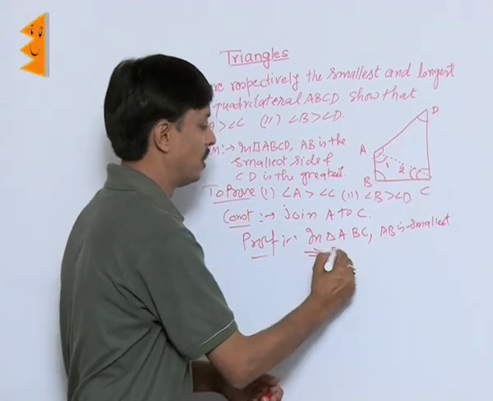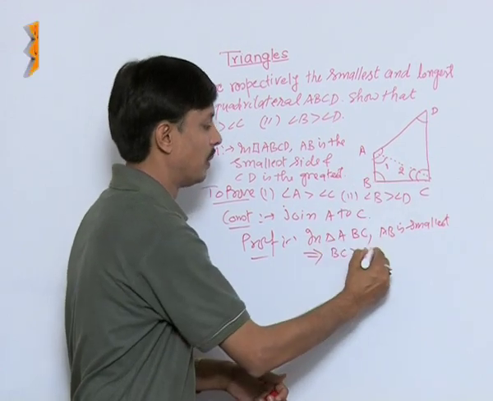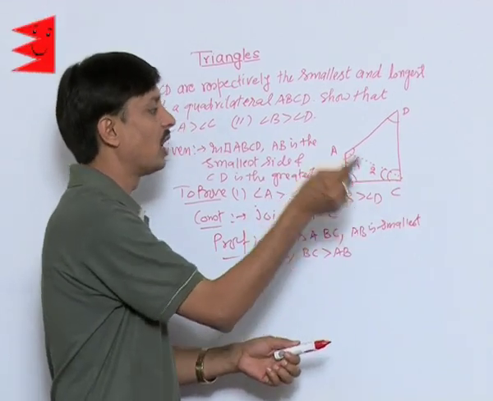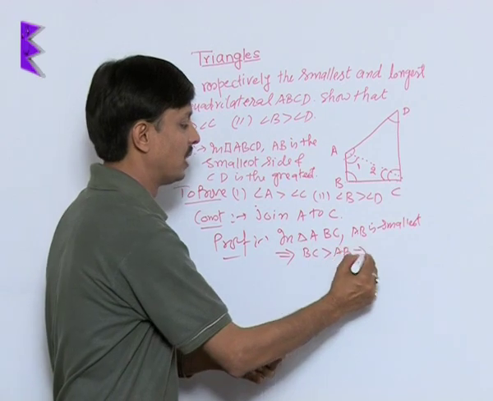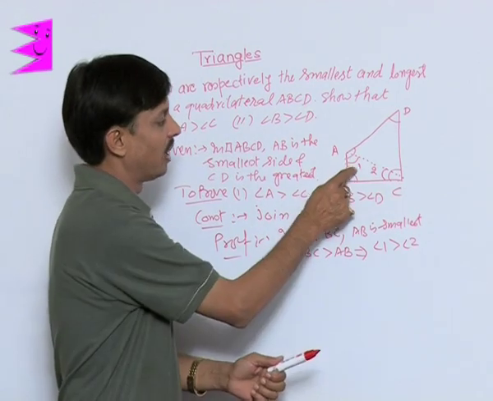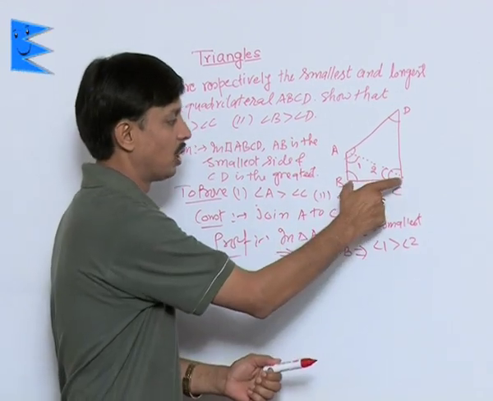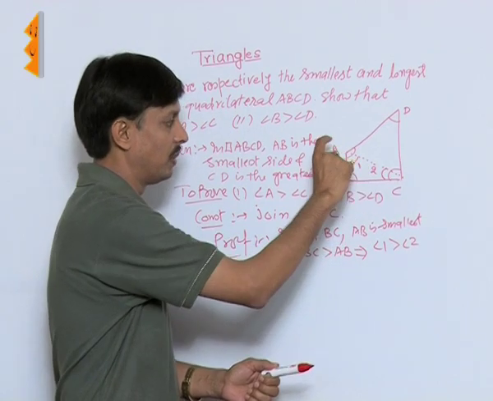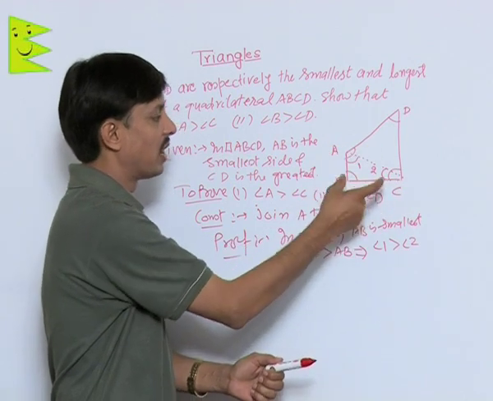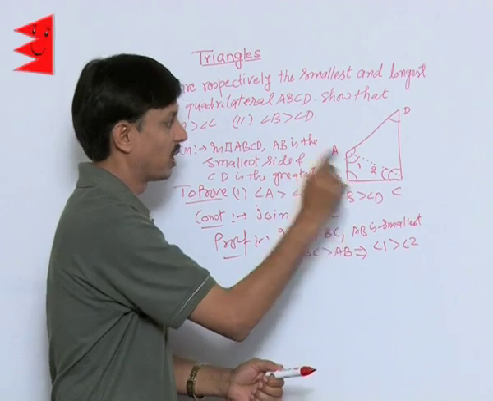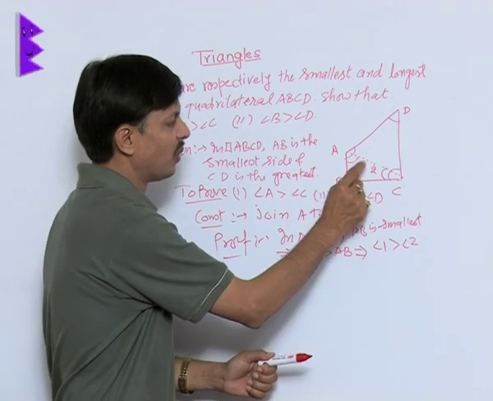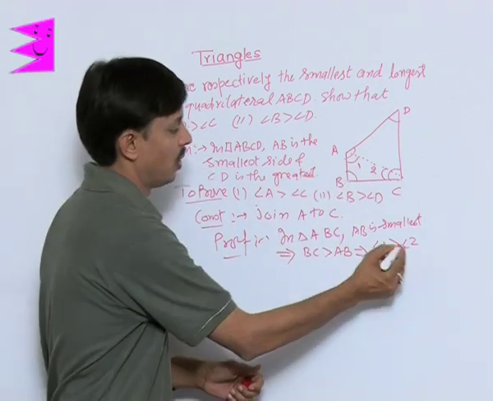this implies the length of side BC will be greater than AB, and we know that if a side is greater, then the angle opposite to it is more. So what does this imply? Angle 1 is greater than angle 2. I am repeating, why is angle 1 greater than angle 2? Because the length of BC is greater than the length of AB, as AB is smallest. So what conclusion is coming? That angle 1 is greater than angle 2. This is the first part.